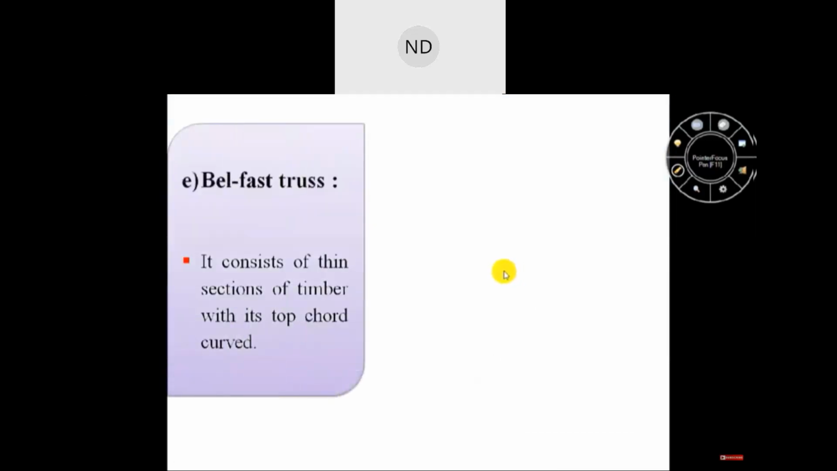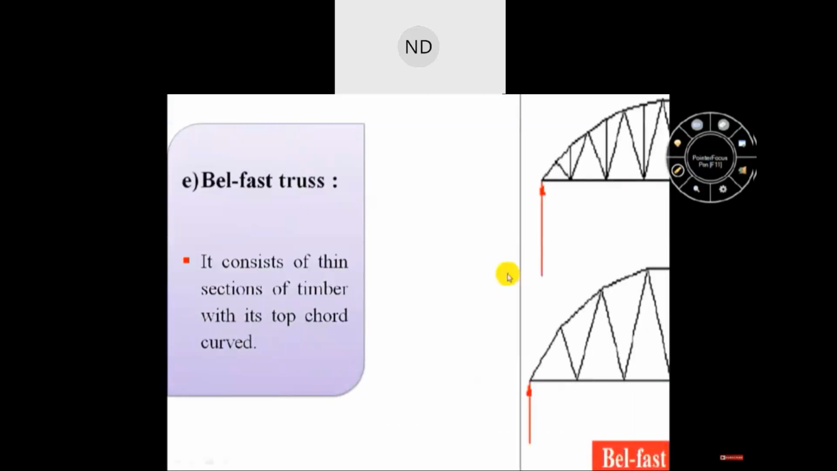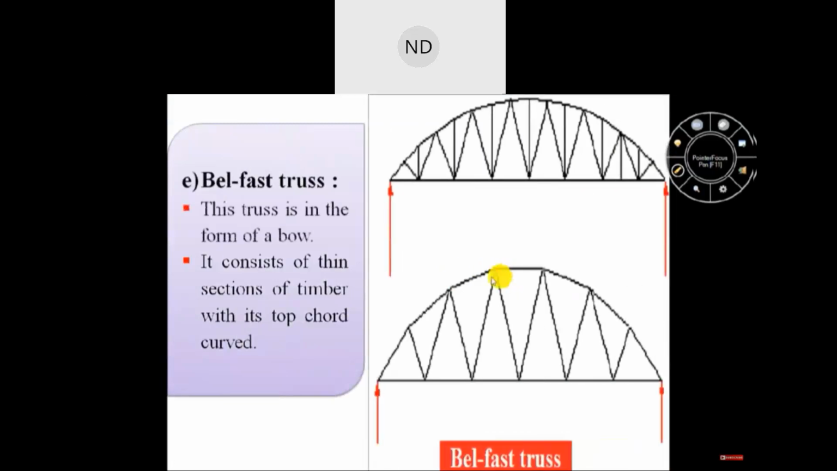Now, the fifth type of truss roof is the Belfast truss. Here we can see this image shows a Belfast truss. This truss is in the form of a bow, as shown in this image. It consists of thin sections of timber with its top chord curved.